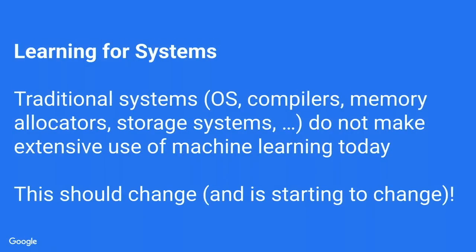So traditional systems, like operating systems, compilers, memory allocators, and so on, don't make extensive use of machine learning today, but that should change and is starting to change. And I'll show you some examples of that.